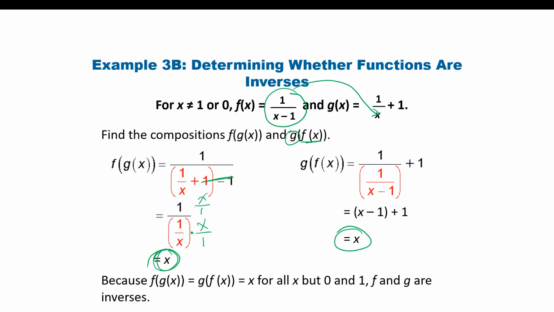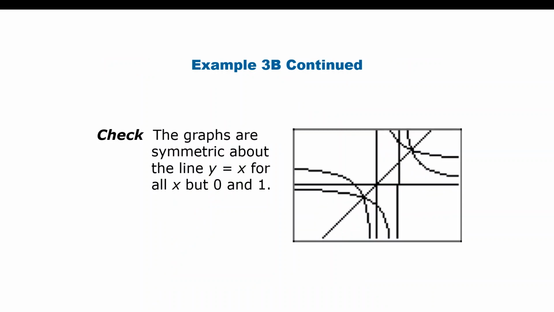So because f of g of x is equal to g of f of x, for all x but 0 and 1, f and g are inverses. And the great thing about math is we can always go back and check by putting these two functions into your calculator and graphing it. And when you see our equation, our original one looks like this, and the inverse is over here, going like this and this, and they do reflect across the line y equals x at all places but 0 and 1.